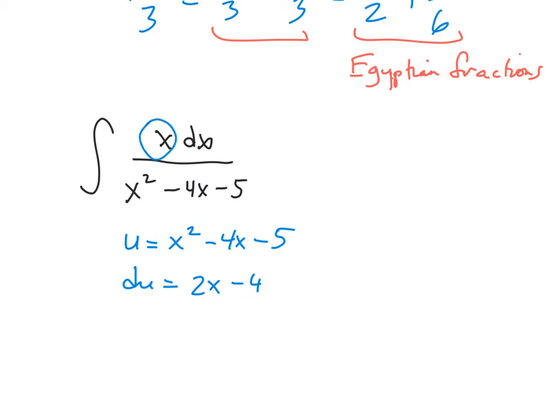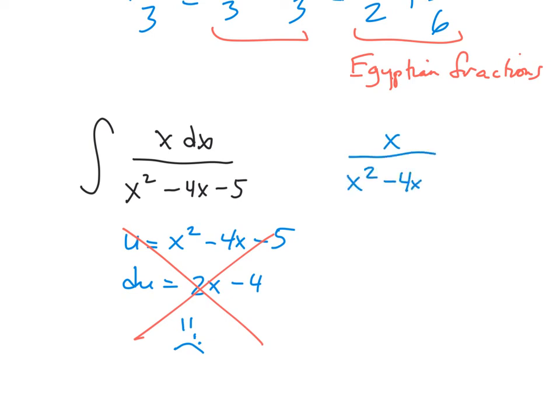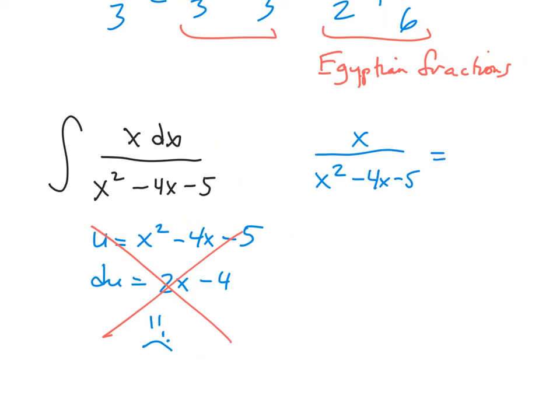I have an x here, and there's just no constant I can multiply x by to get 2x minus 4, so I don't think this is going to work. Makes me sad. Okay, so we're going to try something other than that. So instead, we're going to try using the following idea. We know that x over x squared minus 4x minus 5 is equivalent to x over x minus 5 times x plus 1. So I'm going to start by factoring the polynomial in the denominator.